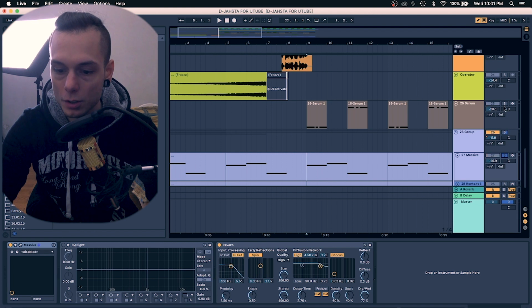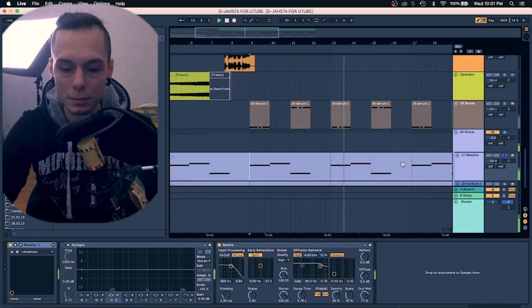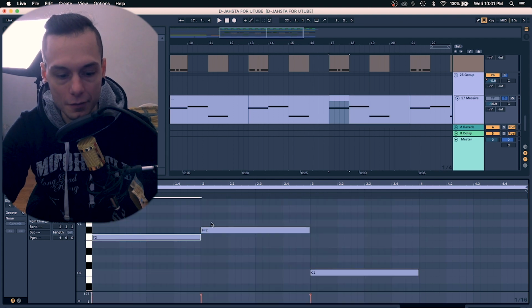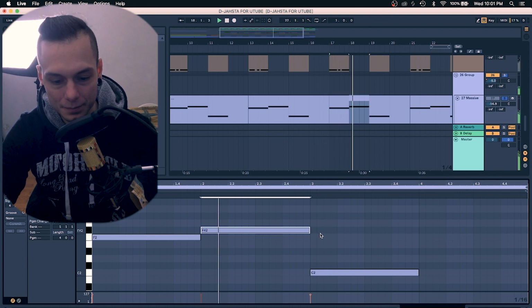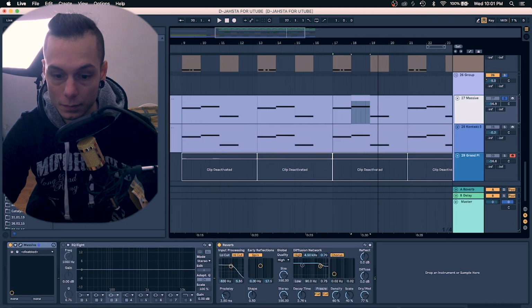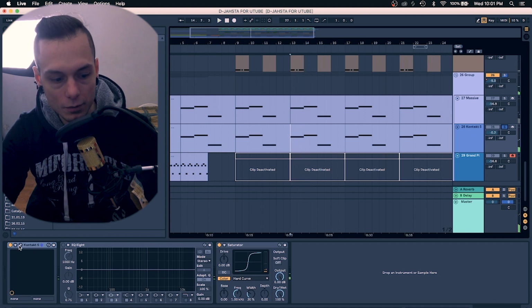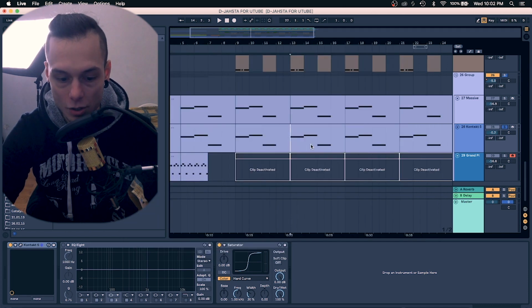And with this also, what notes do I have here? F, F sharp, and C. And also the Contact, I think this is a brush. Yes, Adventure brush, guys, it's dope. I promise it's dope.